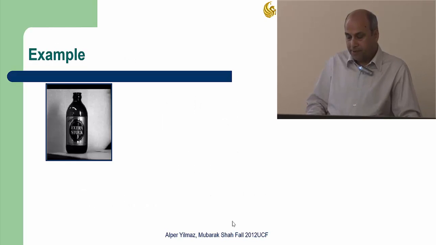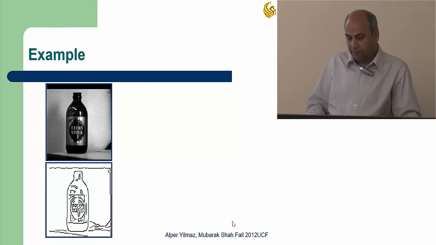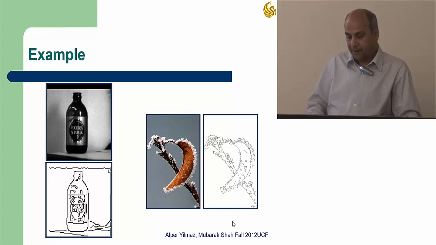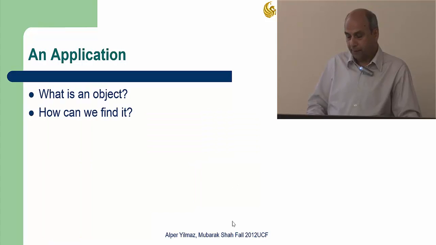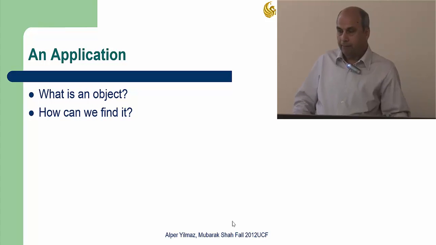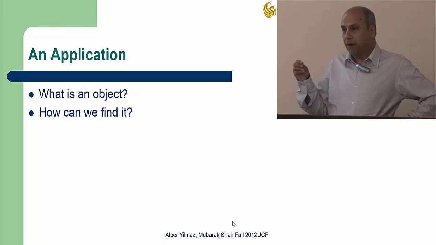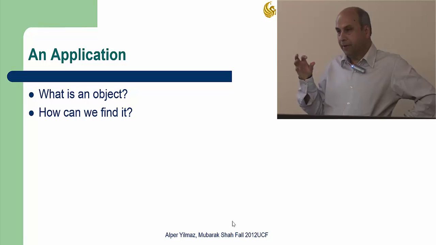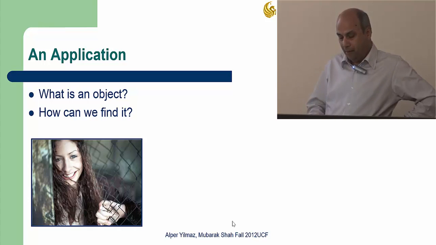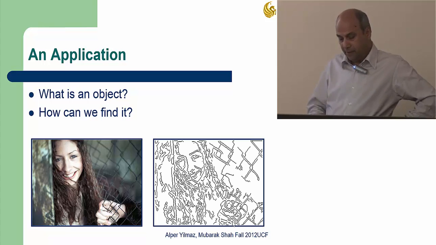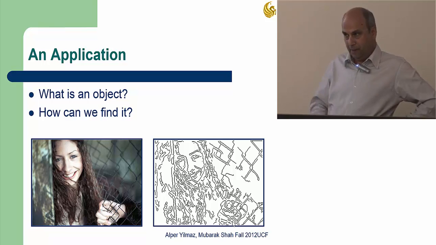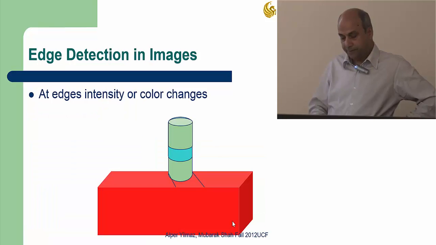So for example, given an image like this, these are the edges in this image. This is called an edge map, and for this other image, these are the edges. The application of this is that we can find edges, then group the edges, and get what the object is and how we can find it. Suppose we're looking for a face, then maybe we can start looking at the eyes, nose, mouth, and so on, and these can in principle be found by edge detection.